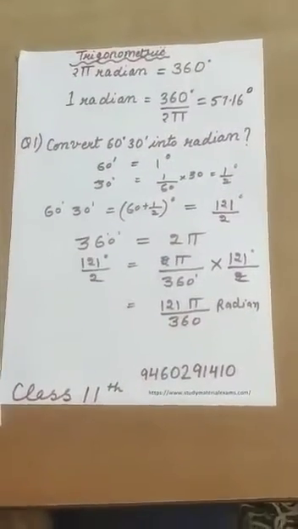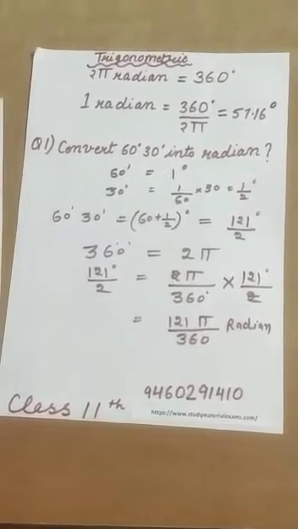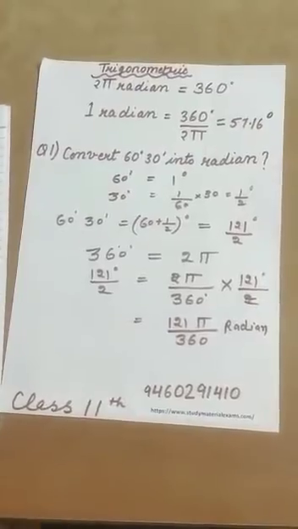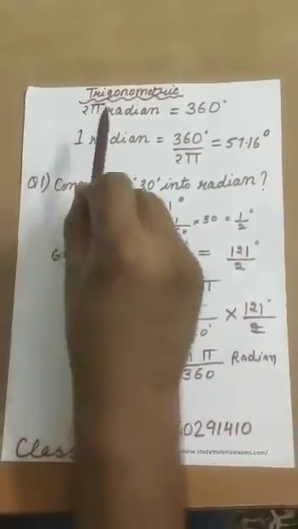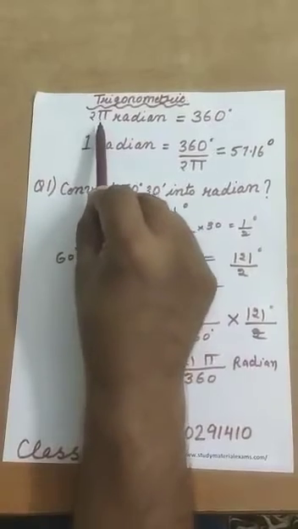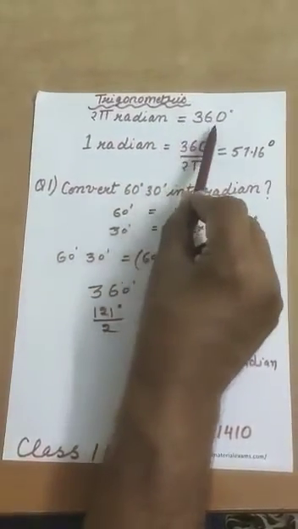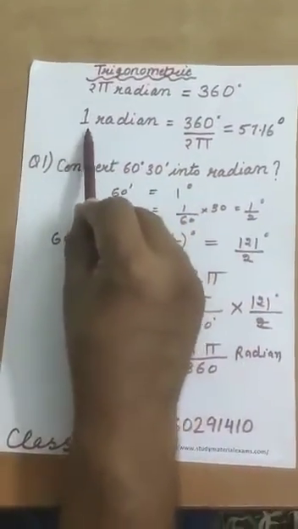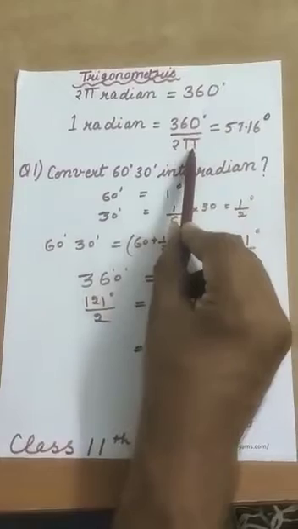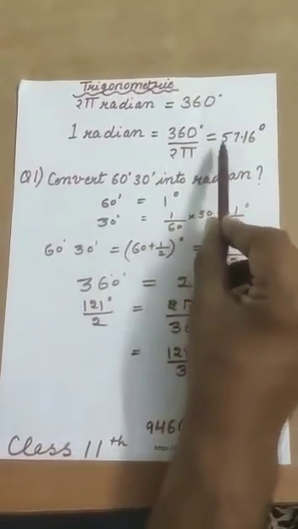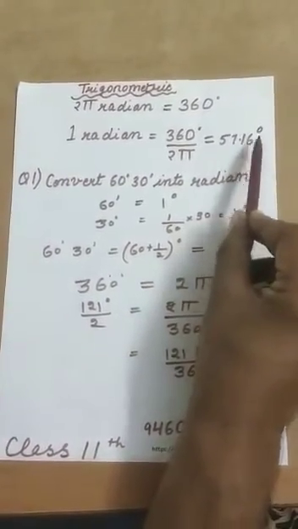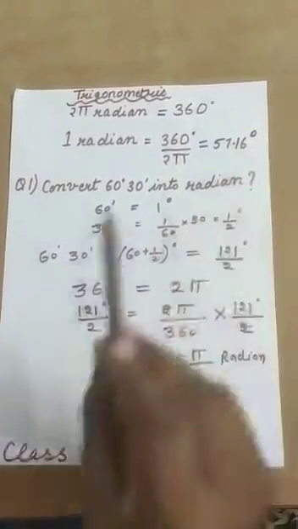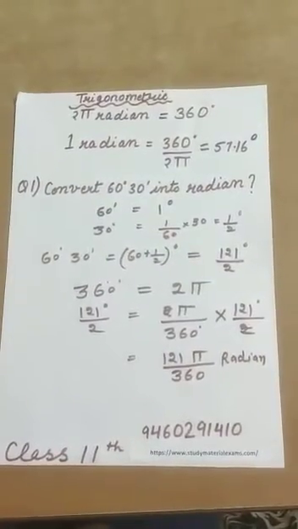We start the trigonometry functions of class 11th mathematics. We have already studied about the angles. There are two methods for the measurement of angle. One is radian and the other is degree. Friends, I have already explained the relationship between them. 2 pi radian equals 360 degree. In this way, we may determine the value of 1 radian. 1 radian equals 360 divided by 2 pi, and it is approximately equal to 57.16 degree. So 1 radian equals 57.16 degree.